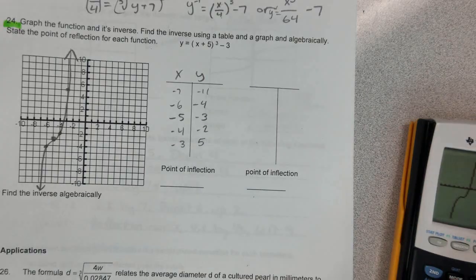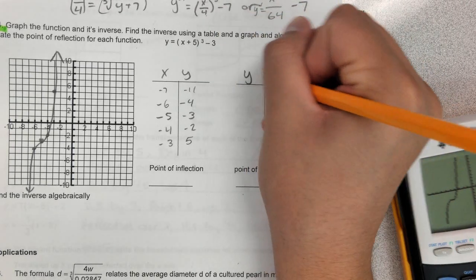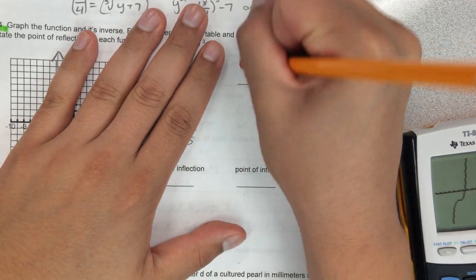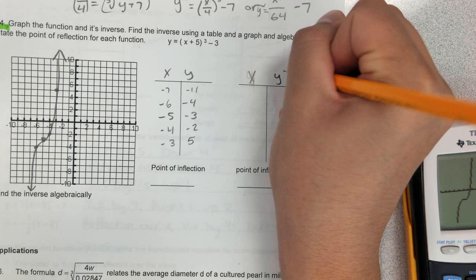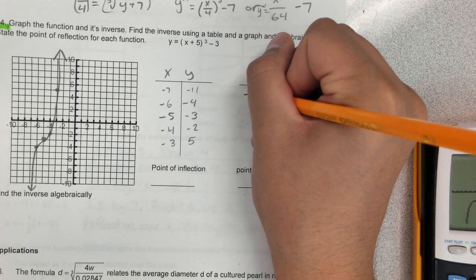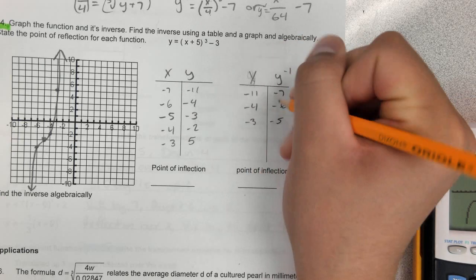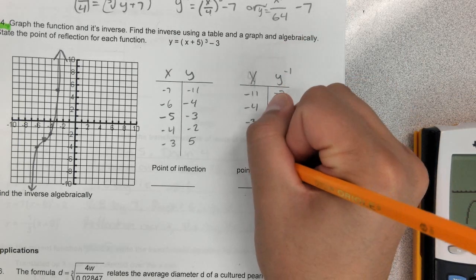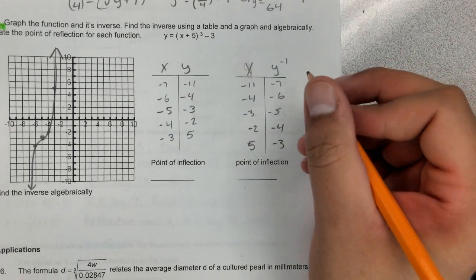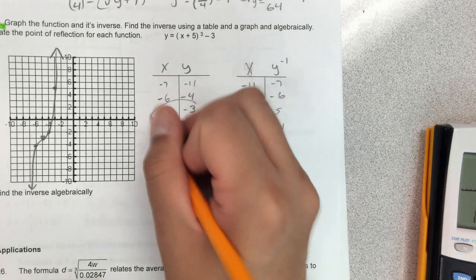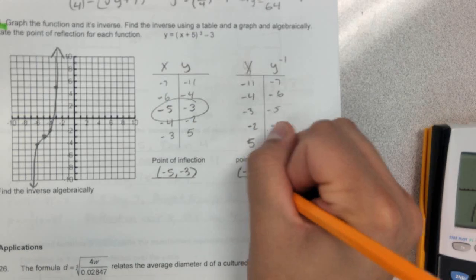Alright, so now for the inverse, again, we know all we have to do is just switch the x and y. Alright, so let's switch the x and y. So now we have -11, -7, -4, -6, -3, -5, -2, -4, 5, -3. Alright, so the point of inflection on the last one was -5, -3. So on this one it should be -3, -5.